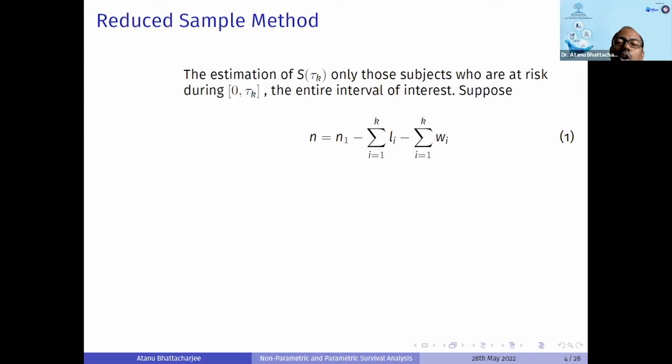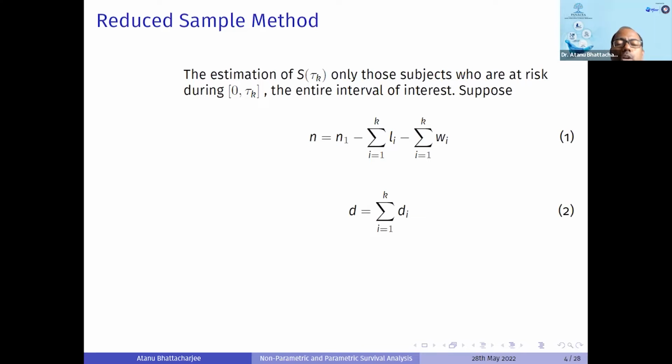Those are the withdrawn, that is W, and L_i. L_i is basically the total number of people who are lost to follow up, and W_i are those who are withdrawn from the study. Those need to be calculated for all time points separately, and at each time point they need to be subtracted.